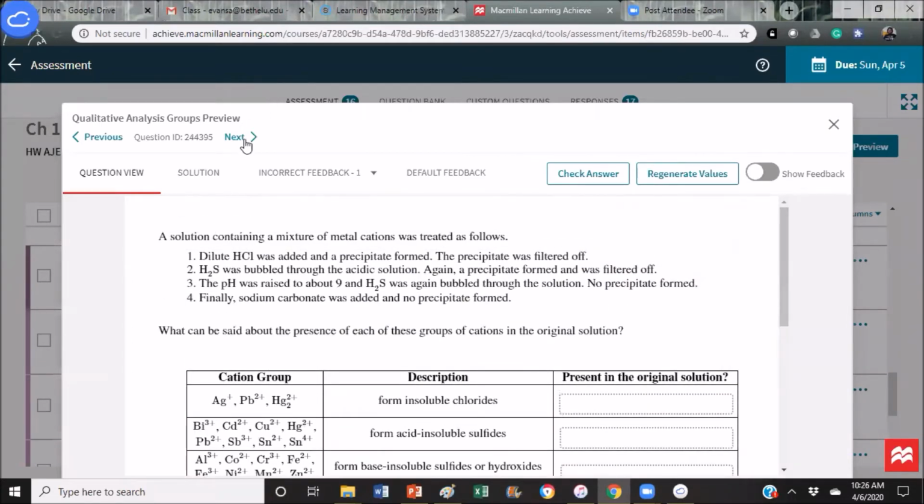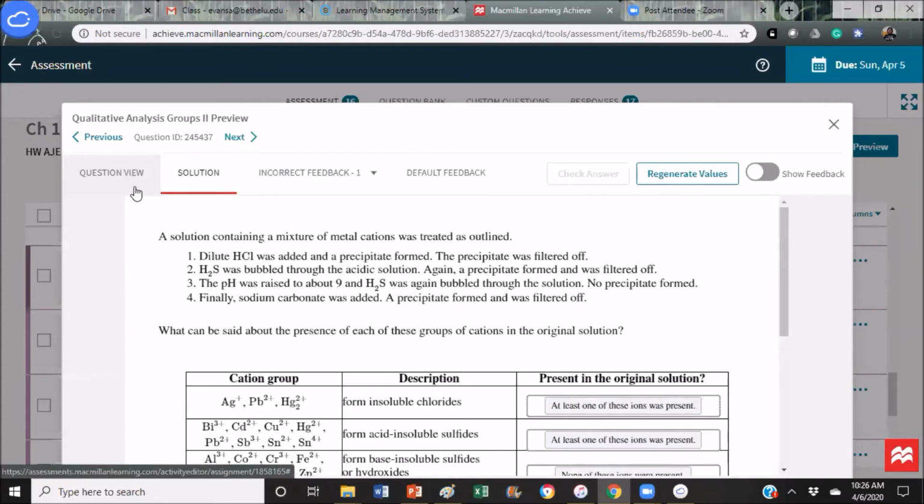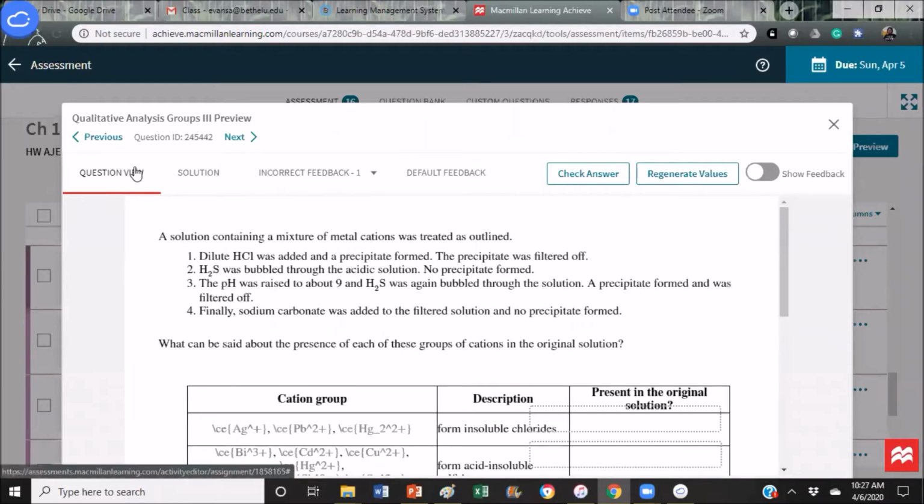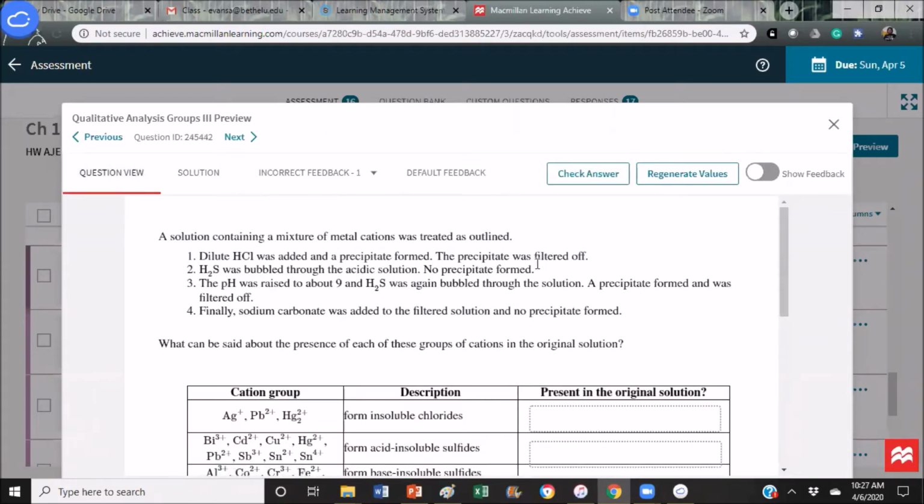So this is what we're looking at. You may get this version that has solid, solid, no solid, solid. You may get this version, which is solid, no solid, solid, no solid. So you could get any combination, and you're just literally reading these statements. Where a solid forms, we see proof of at least one ion. Where no solid forms, we see no proof of any of the ions.